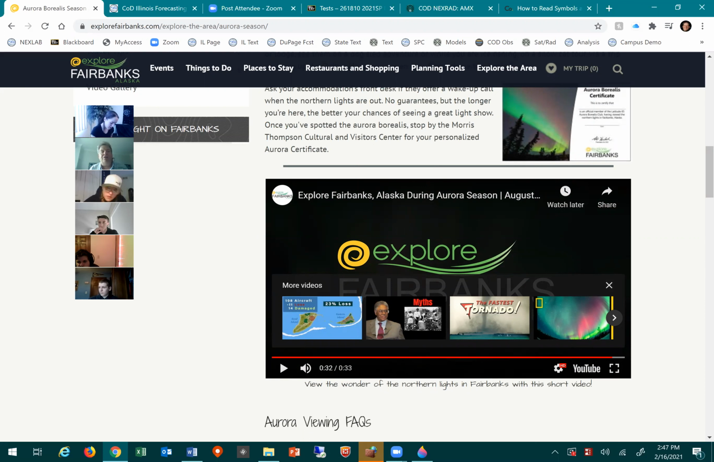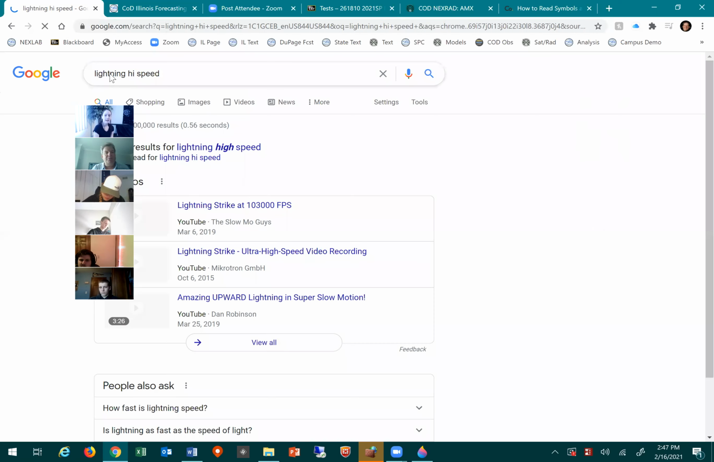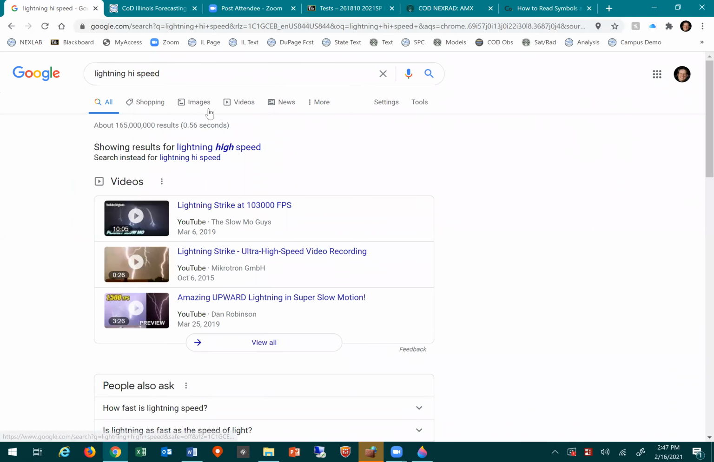So what's the other great electrometeor? What's the more common electrometeor? Lightning. Lightning is a common electrometeor. So when we look at lightning, let's look at high speed video.